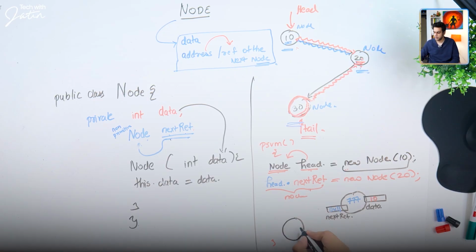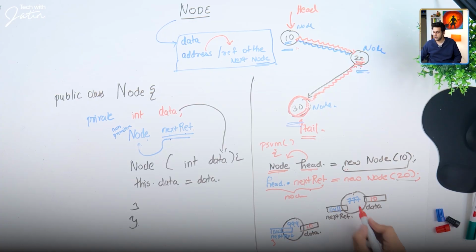Observe carefully. This is the data. Data is going to have the value 20. Put over here 20. Now, next reference, we are not setting the next reference for this particular object. So next reference is going to be what? Null.